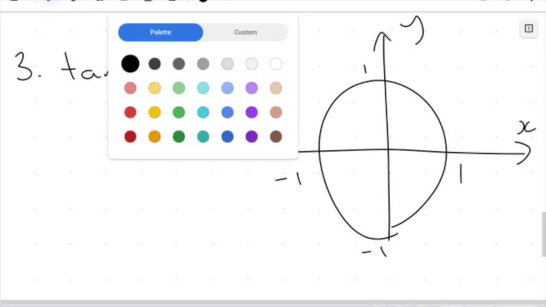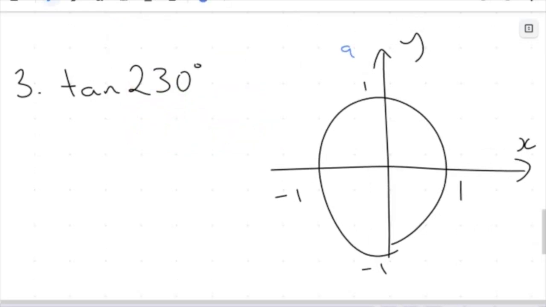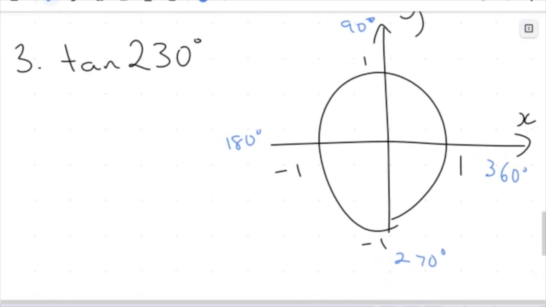So looking at my angles and where my quadrants are, I have 90 degrees, 180, 270, and 360. Okay, now this is an angle bigger than 180 and less than 270. So it's going to live somewhere in my third quadrant. Somewhere here roughly. So this theta value is 230 degrees.